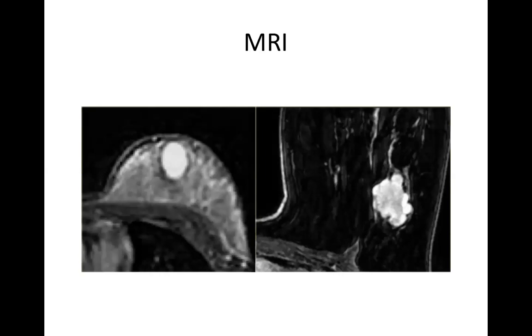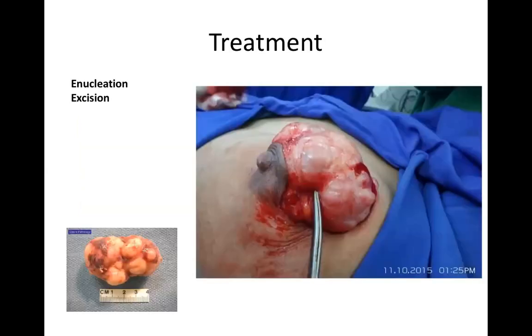This is how a fibroadenoma will appear on MRI as hyper-intense, well-circumscribed lobulated lesion with distinct margins. The treatment of fibroadenoma is enucleation. But for fibroadenomas who are larger than 5 centimeters, usually you need excision biopsy.